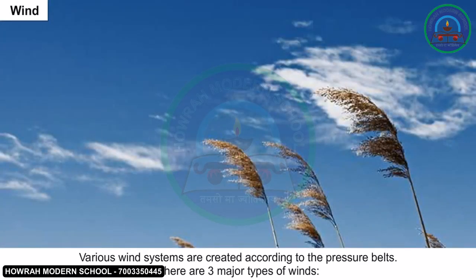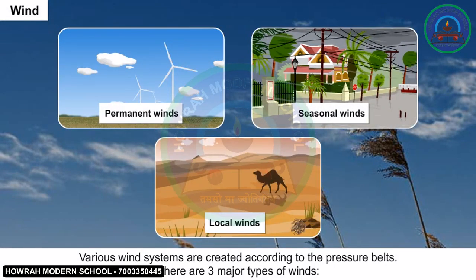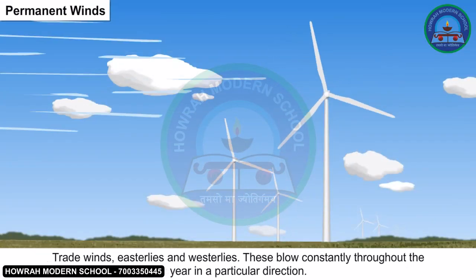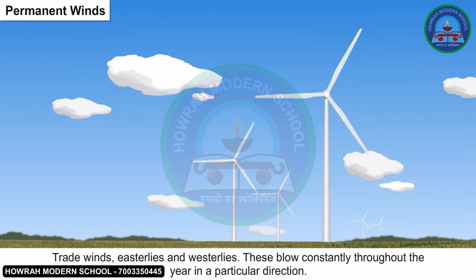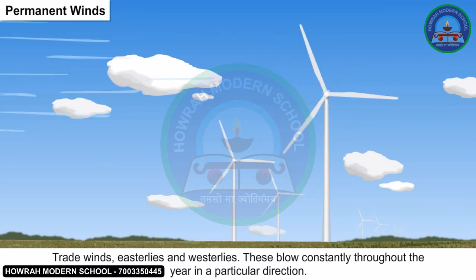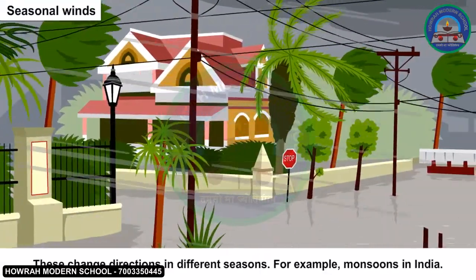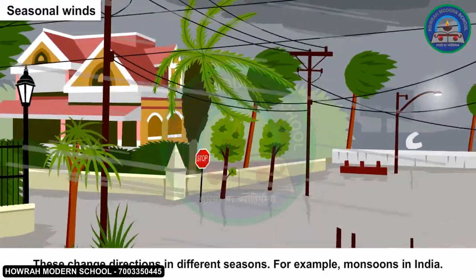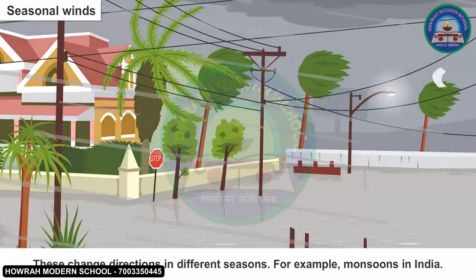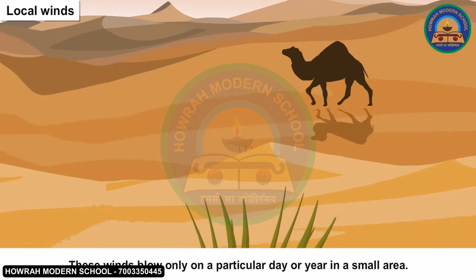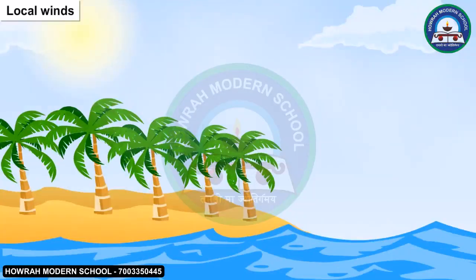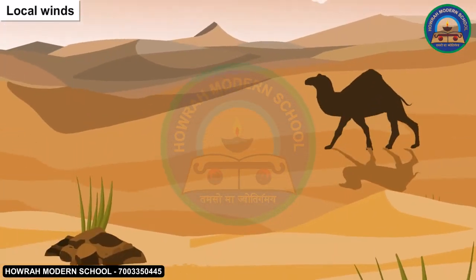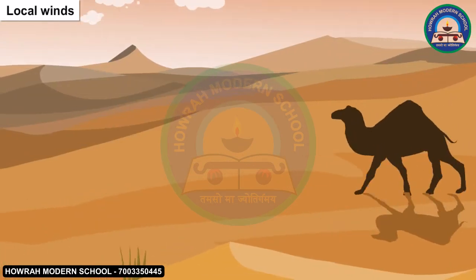Various wind systems are created according to the pressure belts. There are 3 major types of winds. Permanent winds: trade winds, easterlies and westerlies. These blow constantly throughout the year in a particular direction. Seasonal winds. These change directions in different seasons, for example, monsoons in India. Local winds. These winds blow only on a particular day or year in a small area, for example, a sea breeze or the hot and dry winds called Loo in the northern plains of India.